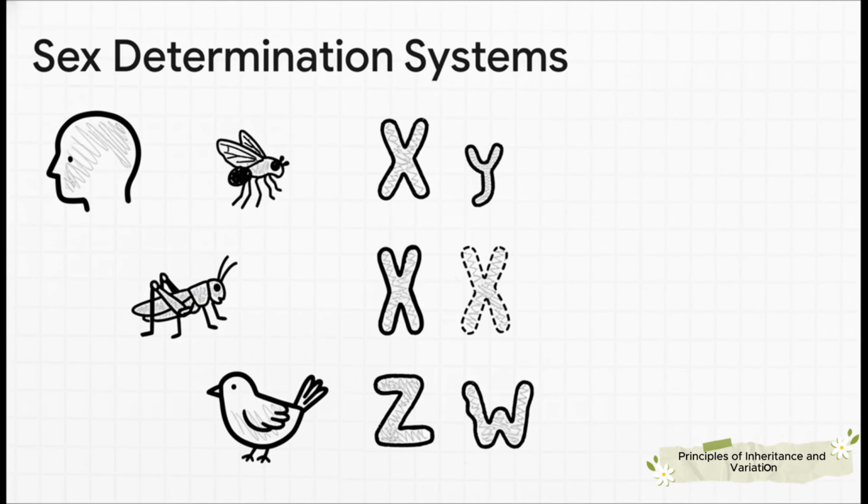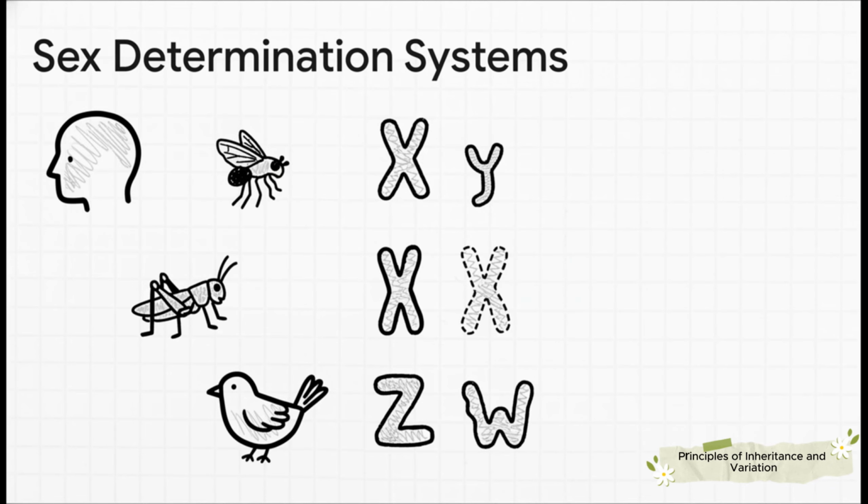So the most crucial point when you're studying sex determination is identifying the heterogametic sex. That's the one that produces two completely different types of gametes. Why? Because the heterogametic sex is the one that ultimately determines the sex of the offspring. In humans and fruit flies, the male is XY. In grasshoppers, the male is XO, which means he's actually missing a whole sex chromosome.